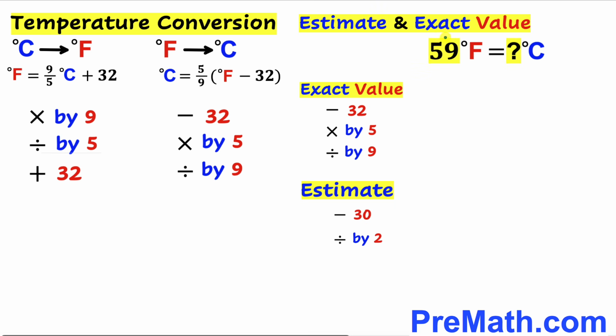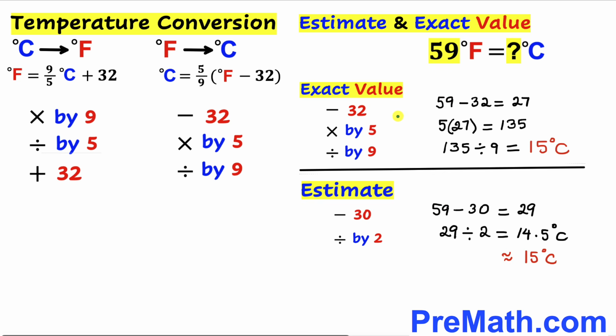And finally, another example, we are going to convert 59 degrees Fahrenheit to degrees Celsius. And if we get the exact value, it turns out to be 15 degrees Celsius by following these 3 steps. And in order to get the estimate value, we are going to follow these 2 steps. And our estimated value turns out to be 14.5 degrees Celsius. And that's going to be approximately equal to 15 degrees Celsius. And that's our final answer.